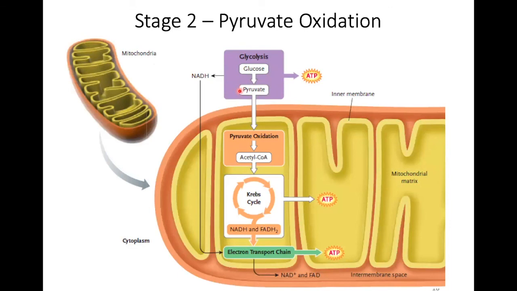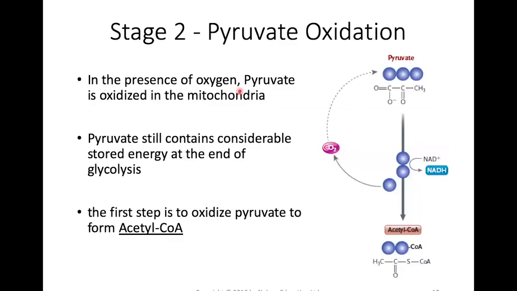Now, as I mentioned, in the presence of oxygen, pyruvate is able to then leave the cytoplasm and enter into the mitochondria, where it goes through a process of oxidation. So it's here in the mitochondria that 3-carbon pyruvate is going to be oxidized, which means it's going to lose electrons. So what ends up happening? Those electrons go off to another NAD plus to reduce it into NADH. And then your end product will be a molecule known as acetyl-CoA.